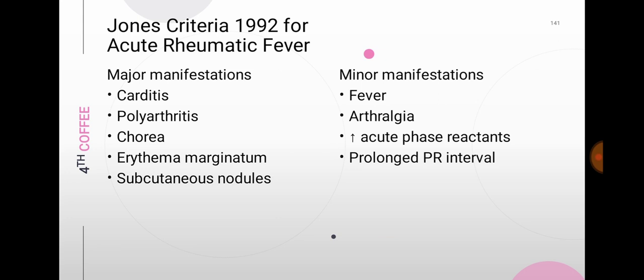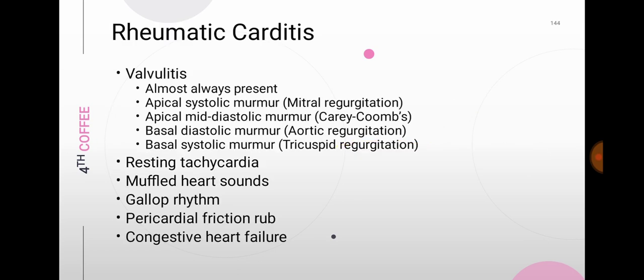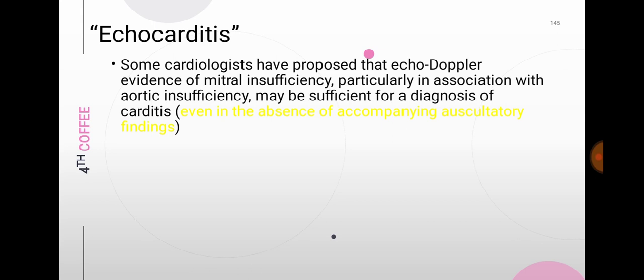So what do we mean by echocarditis? This is carditis seen only in echocardiogram. So you have no signs and symptoms of carditis. You don't have tachycardia, you don't have muffled heart sounds, but when you do an echo, you see RHD. That's still RHD. But if you have signs of RHD without the echo findings, that would exclude your diagnosis of RHD. So if you have an echo positive for RHD without symptoms, it's still RHD. Okay?